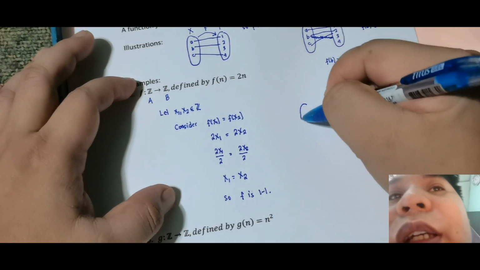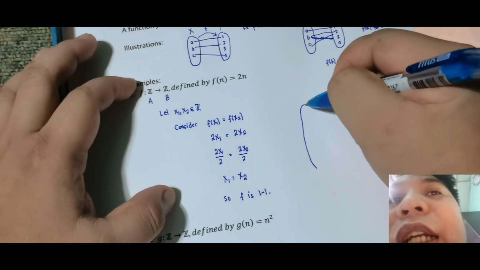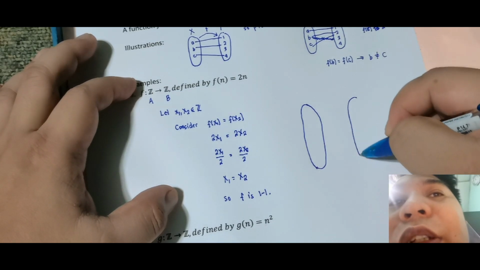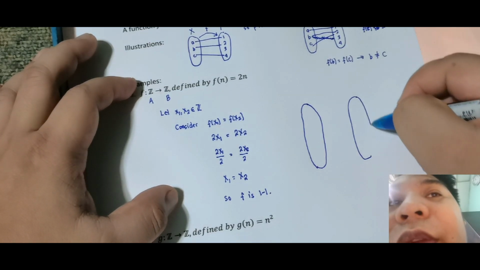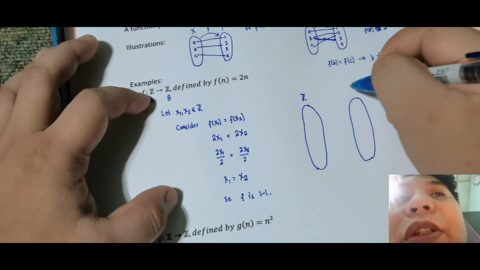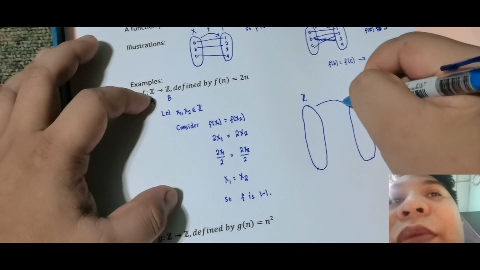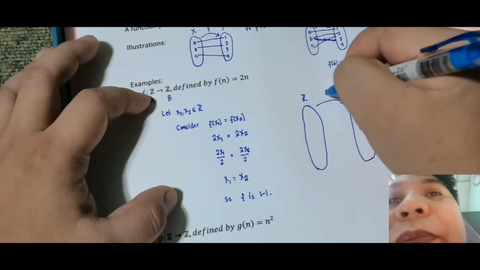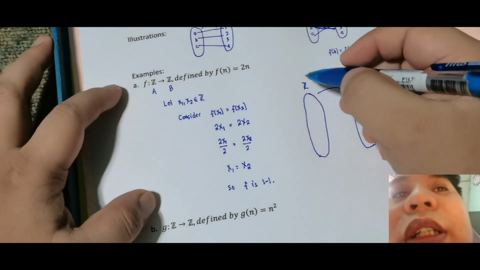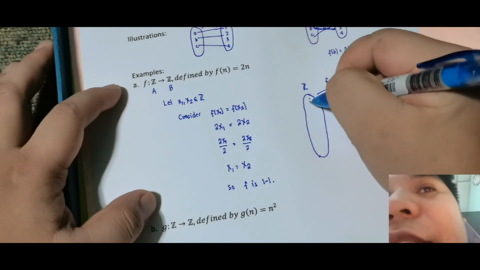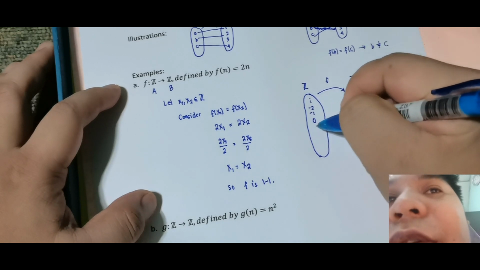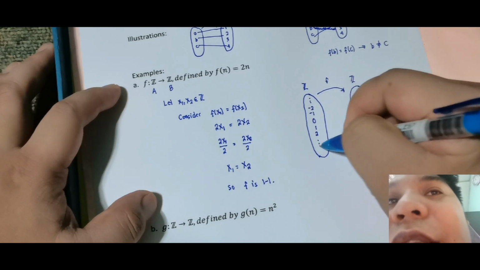So, ano ibig sabihin niya in terms of illustration? So, let's say ito yung drawing. Hindi ko kayang ilagay lahat ng element ng ating integers, so ito yung ating illustration lang. So, let's say ito yung B, ito yung A, integers, tapos going to integers, tapos ito yung function, ito yung f. Okay? So, dito sa mga integers, negative 2, negative 1, 0, 1, 2, and so on.